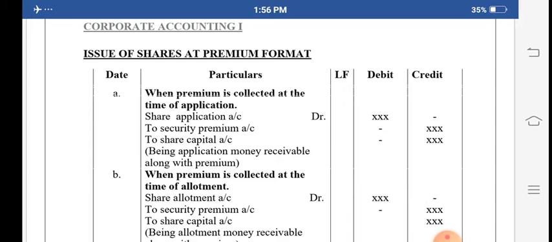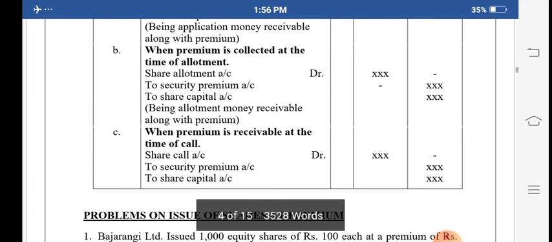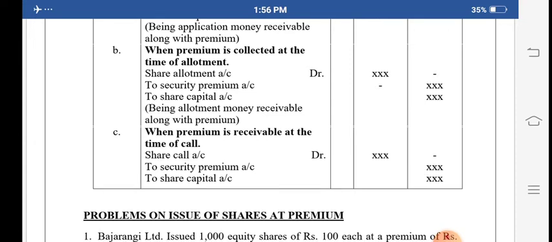Suppose the premium is collected at the time of allotment. At that time, how to pass the journal entries? Share allotment account debit, to security premium account credit, to share capital account credit. Like this you have to pass the journal entries.